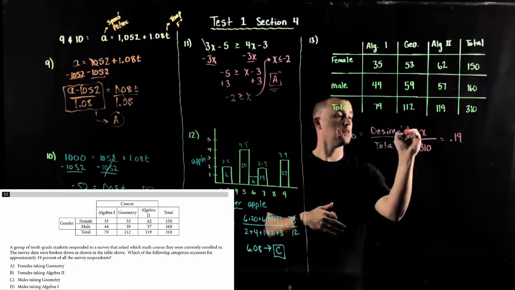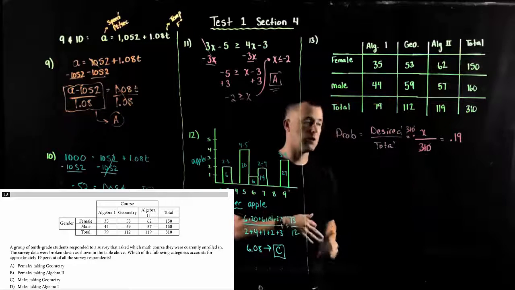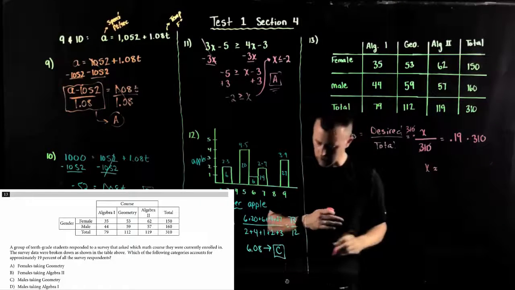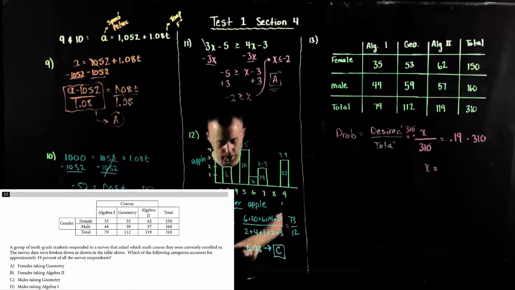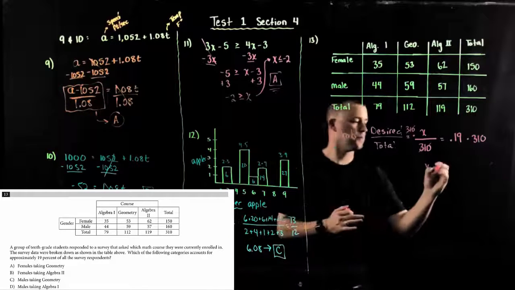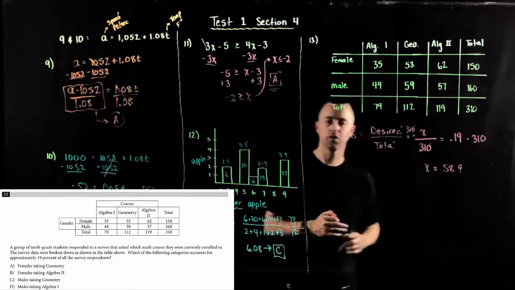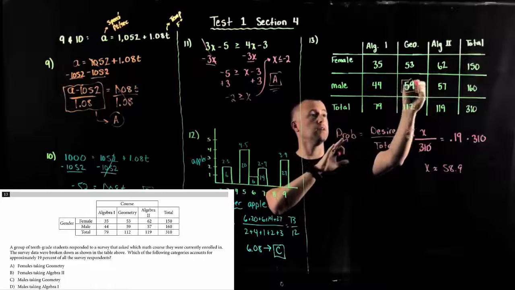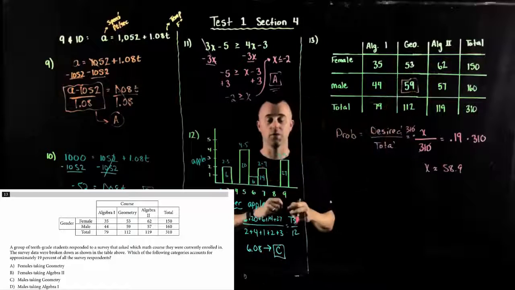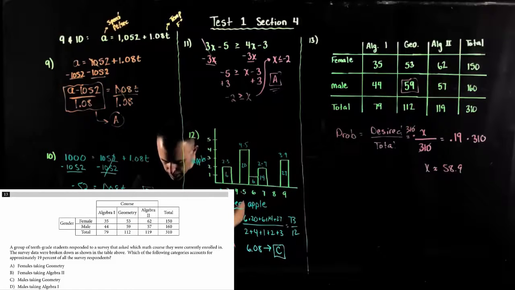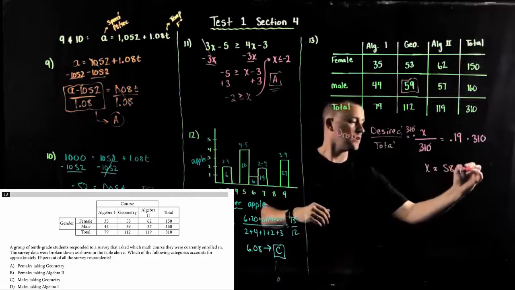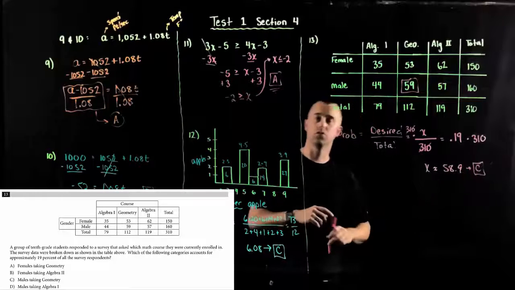So I'm going to multiply both sides by 310. Those are going to cancel out over here, and when I multiply by 310 over here, I'm going to get an approximate value for x. I get 58.9, which is about 59. So we're going to look over here where the 59 is. It's right here. So we're looking at males that like geometry, or prefer geometry, or taking it in this case. I didn't read the paragraph, so I don't know exactly what they said, but that's fine. So that's going to be C. That's going to give me close to that answer, and that's your answer to number 13.